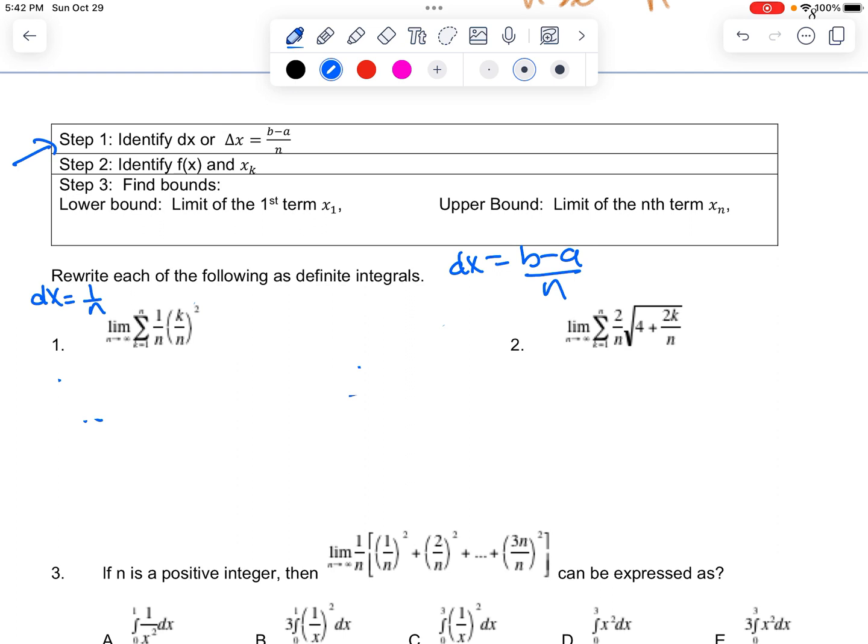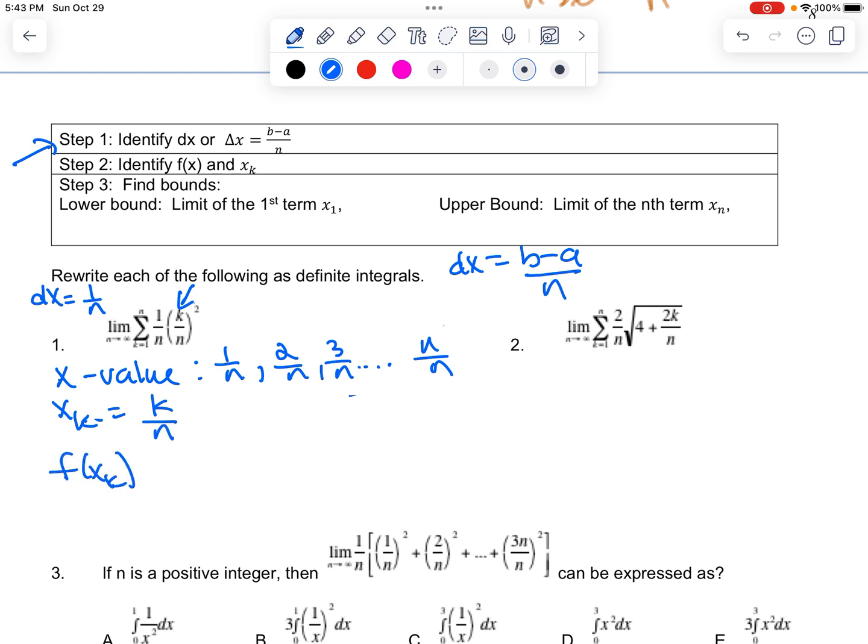Now you have to figure out what x sub k is. Sometimes you can figure it out right away. If you're not sure, just look at what's happening. It's where the k has to be. So your x values are going from 1 over n, 2 over n, 3 over n, all the way to n over n. Your k is your counter. So your x sub k is really k over n. Your f of x sub k is, what are we doing to your x? We are taking it and squaring it. I'm taking x sub k and squaring it.